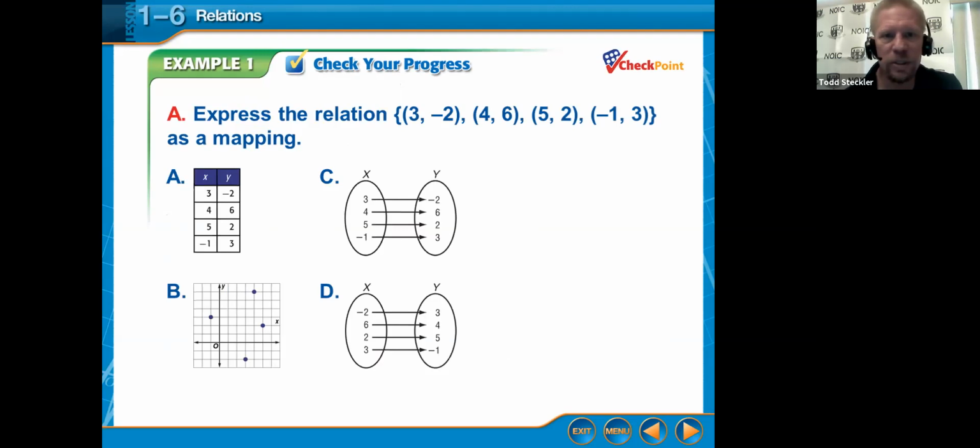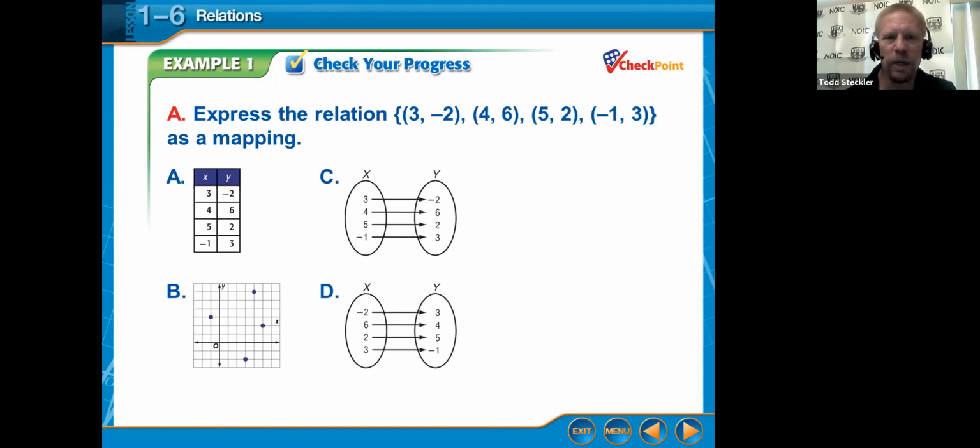Question A says to express the relation {(3, -2), (4, 6), (5, 2), (-1, 3)} as a mapping.